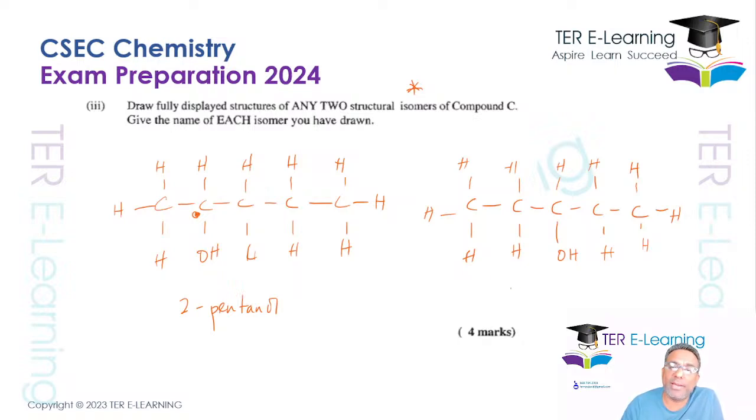This one here is 3-pentanol. So if they ask you for isomers of an alcohol, just change the position of the OH. That's all you need to do.